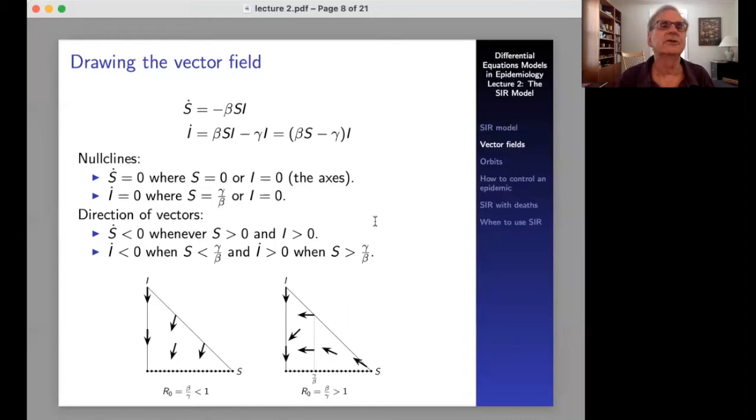In other words, we're just going to try and figure out where s dot is negative and positive, where I dot is negative and positive. So let's look at s dot first. Let's look at this equation up here. We want to know where s dot's negative and positive, but we only care about the region where s is positive and I is positive. And in that entire region, s dot is negative. So s dot is negative in the entire region that we're concerned with.